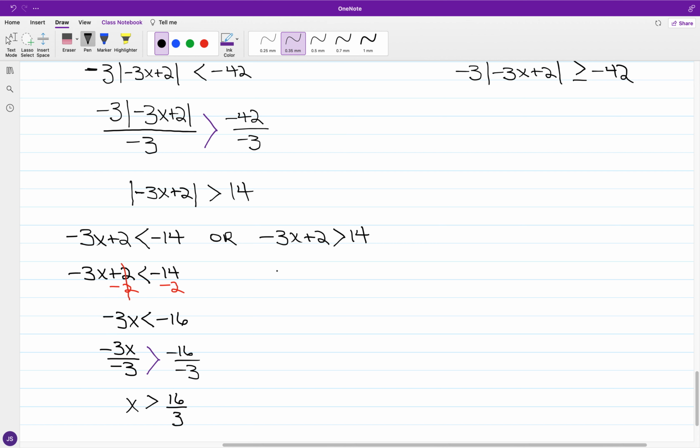Now for the other scenario where we have negative 3x plus 2 greater than 14, again isolating negative 3x by subtracting 2 on both sides once again. So we now have negative 3x is greater than 12. Again, with division by negative 3, the direction of the inequality changes. Negative 3x over negative 3 becomes x, and 12 divided by negative 3 is negative 4. So we're going to have x is less than negative 4.